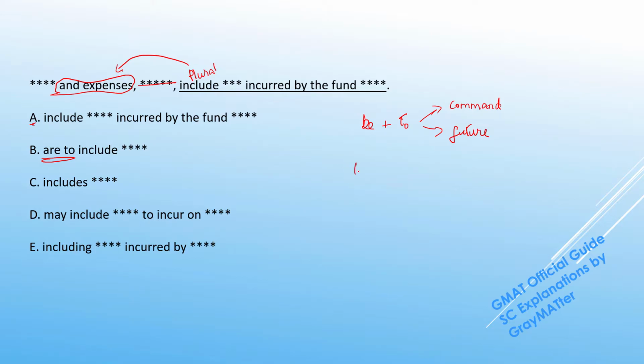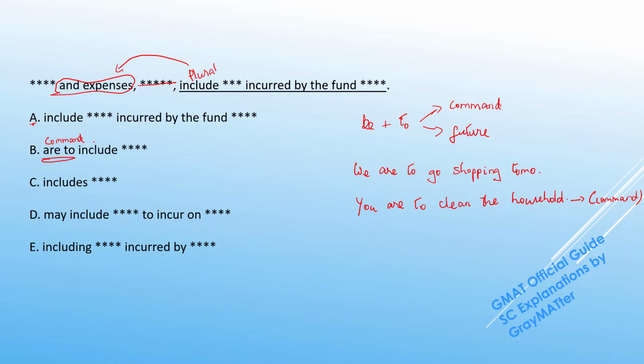So we can say we are to go shopping tomorrow. So this is an action that is supposed to happen in the future. Or we can say you are to clean the household. So in this case, this is a command. So when we go by this logic, these fees and expenses are to include. That means there is either a command being issued that they are supposed to include these things, or we're talking about a future requirement. Now, if you think about it logically, neither of them makes sense.